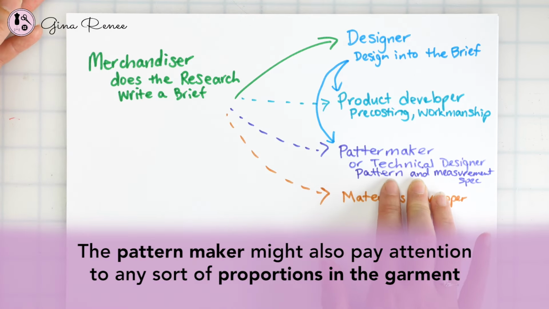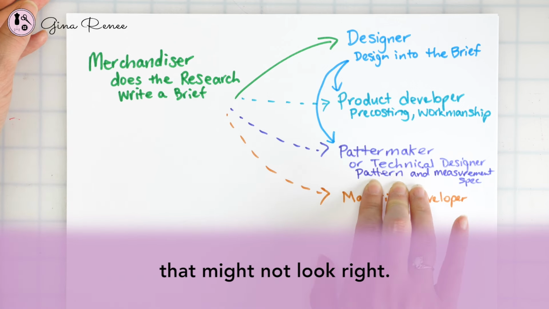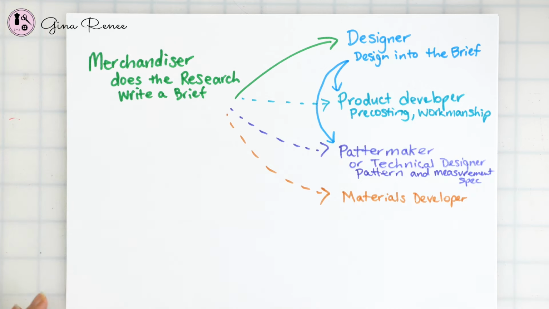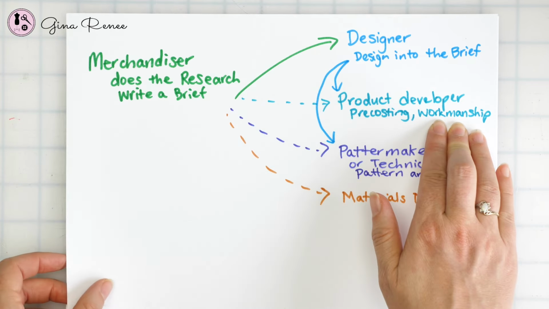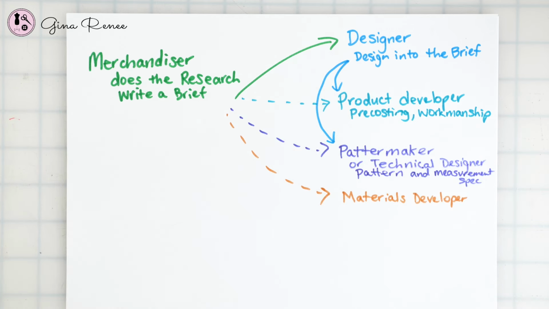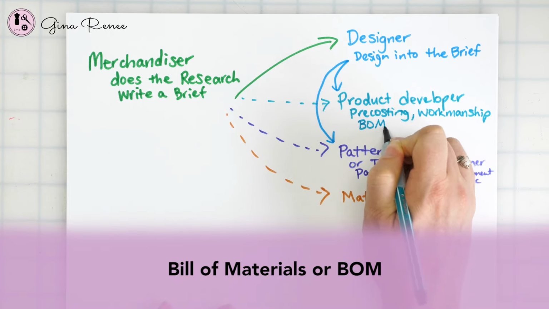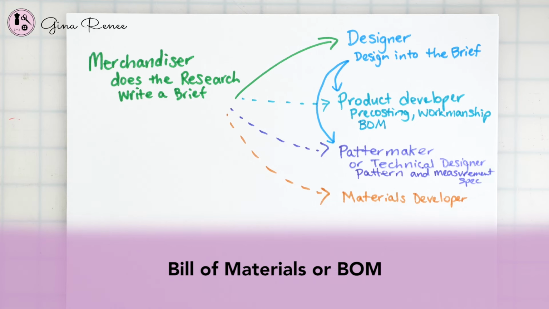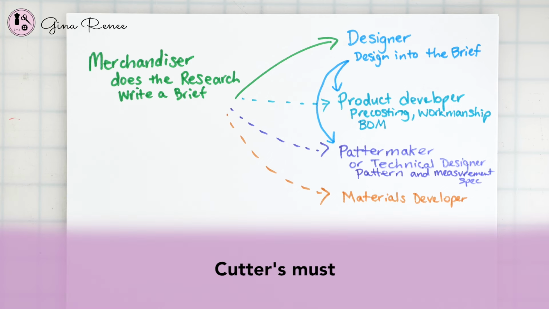The pattern maker might also pay attention to any sort of proportions in the garment that might not look right and clarify anything like that. What do we do from this point? That product developer is making any sort of comments and giving information to the factory, and this includes one more step here, which is called a bill of materials, which we refer to as BOM. Bill of materials, and in some places it's also called a cutter's must.